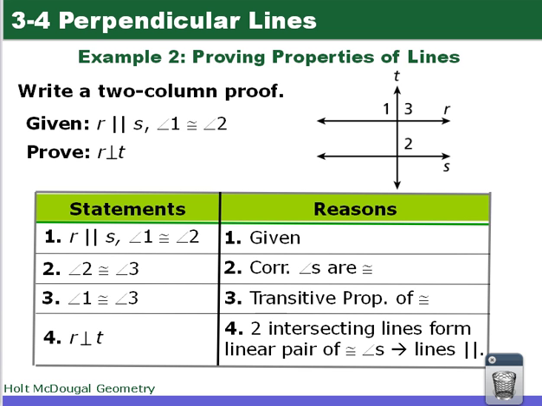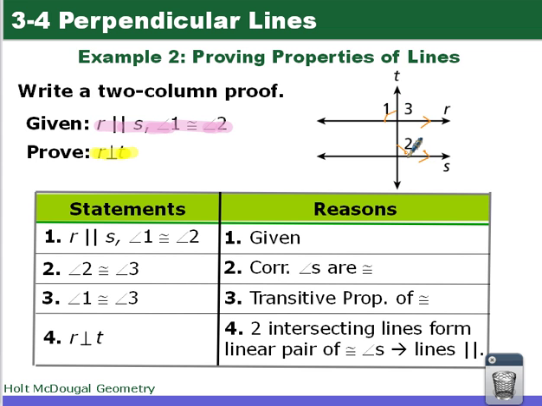All right, so we're going to go through a quick proof. It uses one of our theorems we just had. So first, we're given R is parallel to S and angle 1 is congruent to angle 2. And we want to prove that R is perpendicular to T. So here's our picture. Notice it doesn't have the markings for parallel lines or congruent angles, so I'm going to add those in. So R is parallel to S, so there's the parallel line markings, just so I remember as I'm going through the proof. And angle 1 is congruent to angle 2.